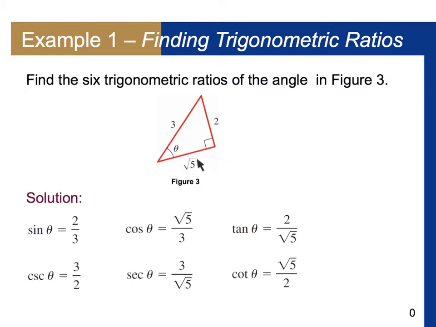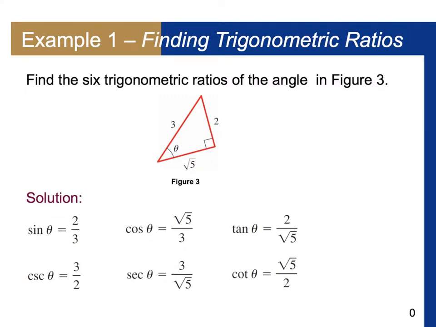Okay, so let's say we have these three sides of the triangle, 2, square root of 5, and 3, and a squared plus b squared equals c squared. So sine of theta would be opposite over hypotenuse, which is 2/3. Cosine of theta would be adjacent over hypotenuse, which is square root of 5 over 3. Tangent would be opposite over adjacent, so that's 2 over square root of 5.